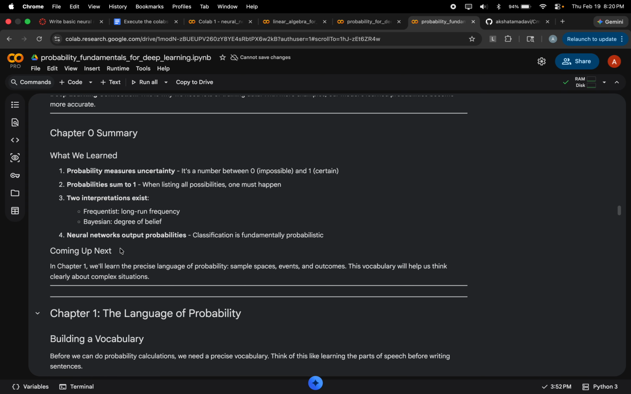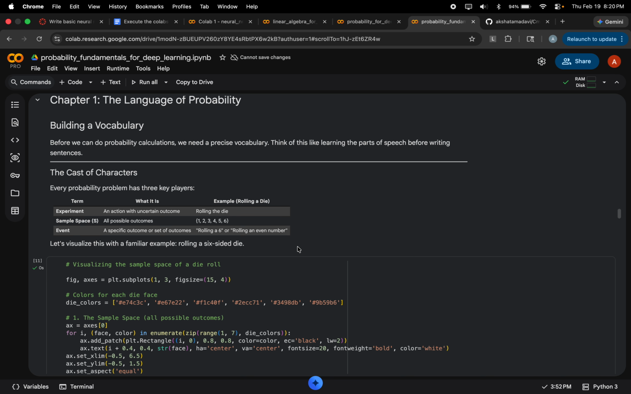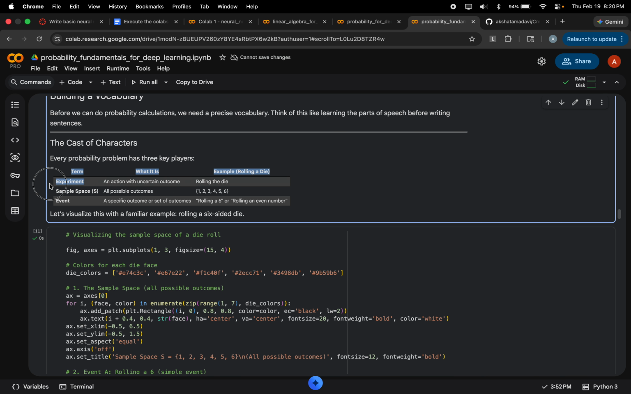So neural network classification is fundamentally probabilistic. So let's move to the next chapter, which is the language of probability. Let's look at some vocab terms used in probability. First is experiment. An experiment is an action with uncertain outcomes. It's like rolling a die, flipping a coin, or the possibility of having rain or not. That action is an experiment. Sample space is all possible outcomes that can happen.